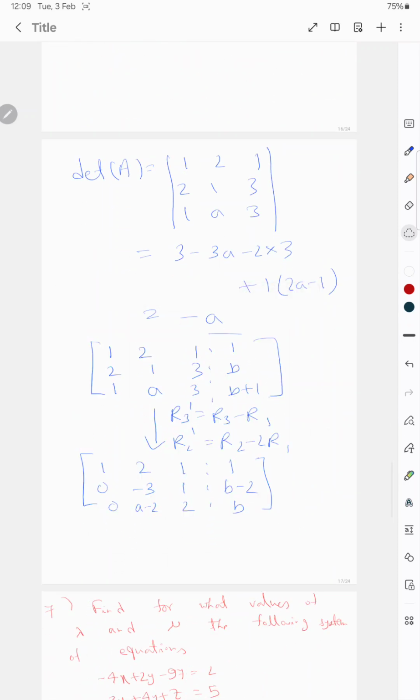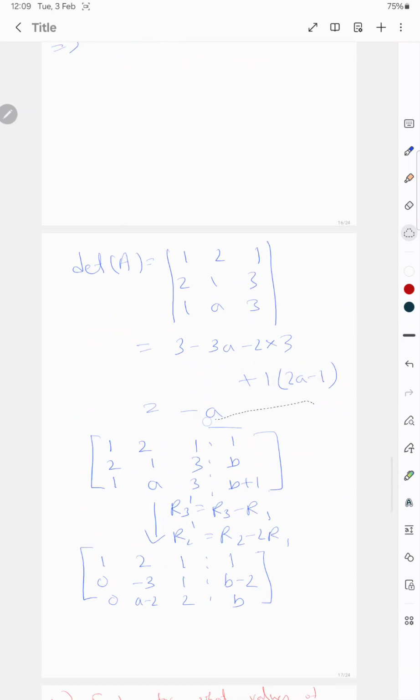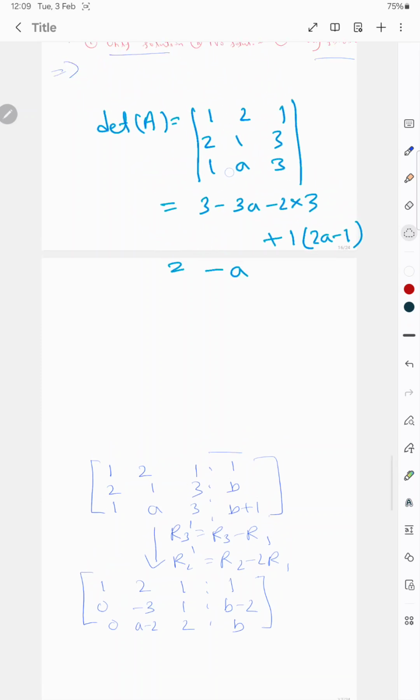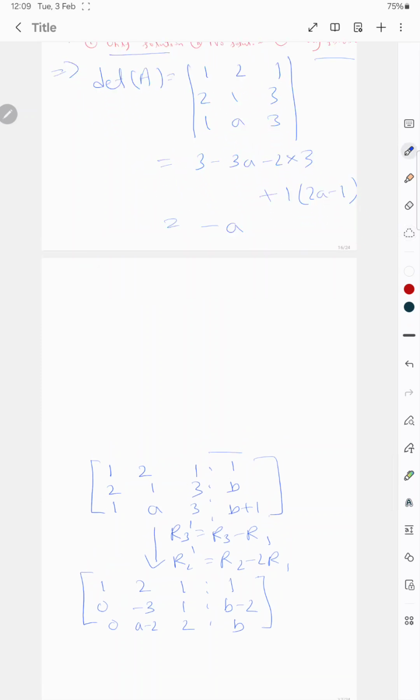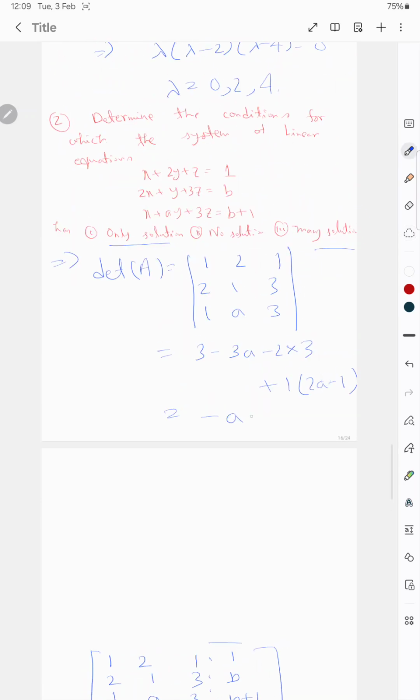Why? Because you know, whenever you have the full rank, then you have a unique solution, right? So this condition you find first. So first find the determinant of A. So basically you are getting minus a minus 4, right? Minus a minus 4, yeah, minus a minus 4. So basically determinant of A is not equal to 0 for a not equal to minus 4, right? So then only solution.